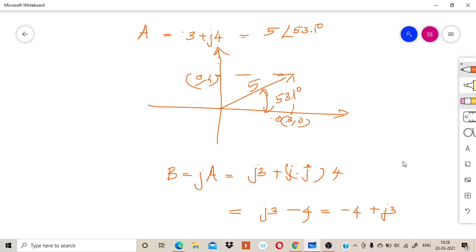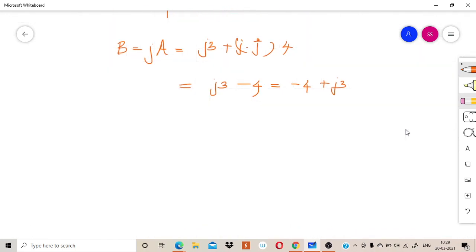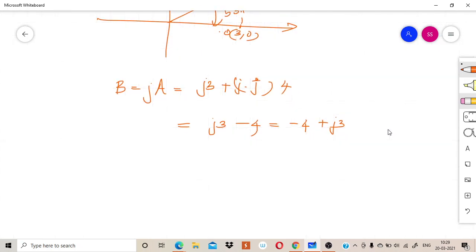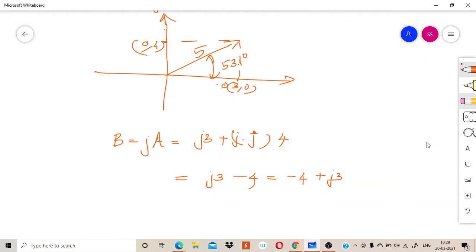So that will be equal to minus 4 plus j3. That will be the rectangular representation of the new phasor B, which is obtained by multiplying j with our old phasor A. If you represent the phasor B in Cartesian coordinates, then minus 4 is somewhere here on the real axis, and I have plus j3 on the imaginary axis, the j axis. So this will be 3 somewhere here.